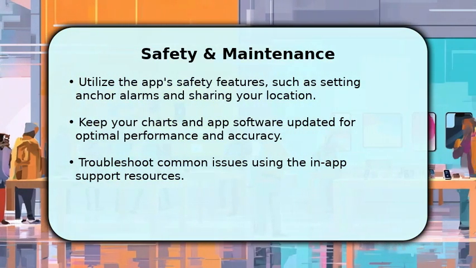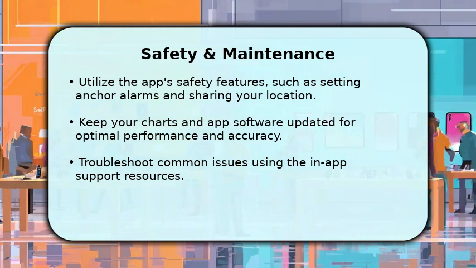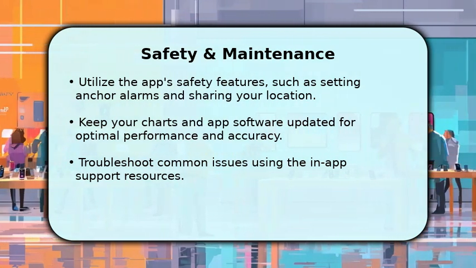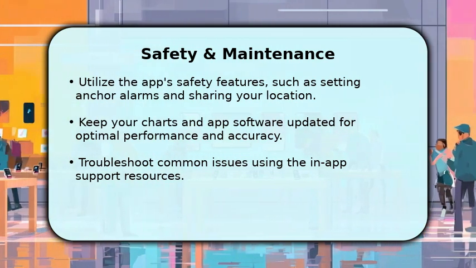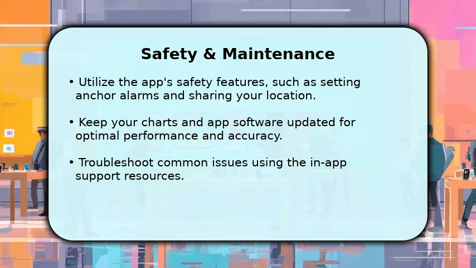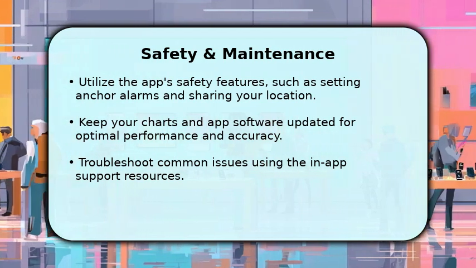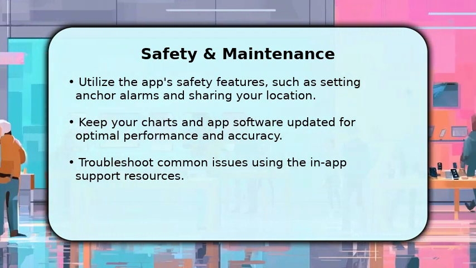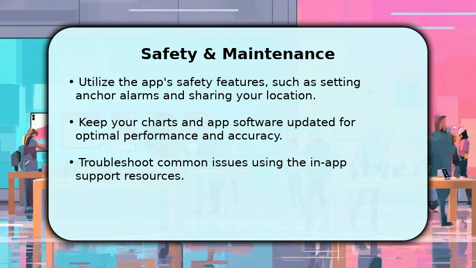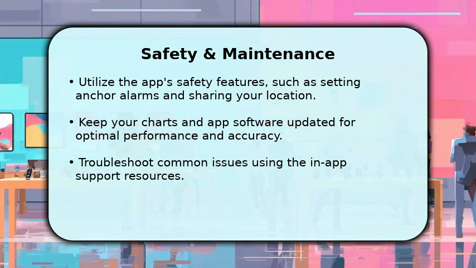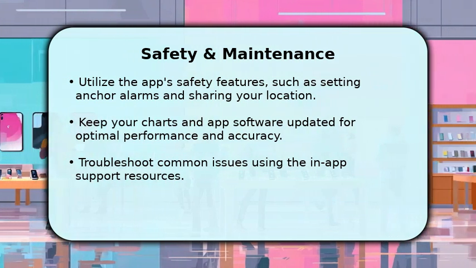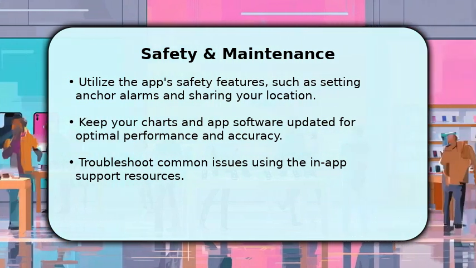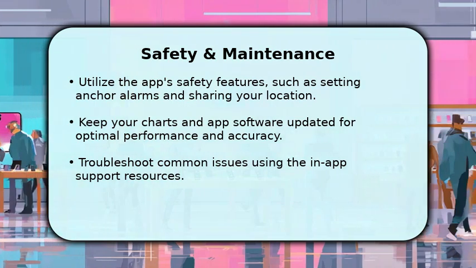Finally, let's talk about safety and maintenance. The app offers crucial safety features, like setting anchor alarms to alert you if your boat drifts beyond a specified radius, typically 25 feet. Always keep your charts and app software updated for optimal performance and accuracy. If you encounter any issues, the app provides inbuilt support resources for troubleshooting common problems. For more complex technical assistance, Garmin customer support is readily available to help you get back on the water safely.